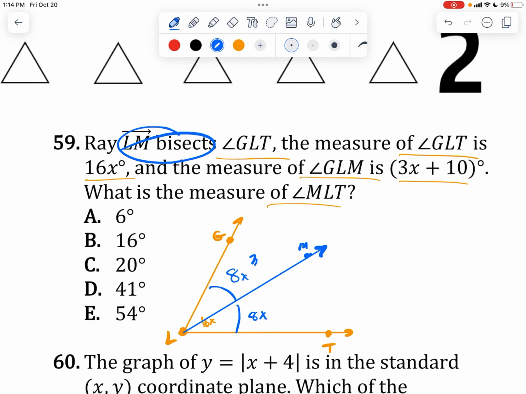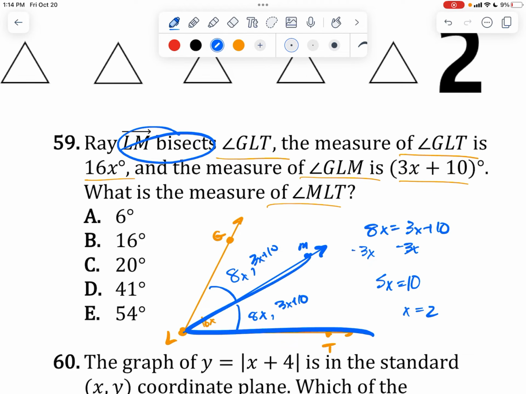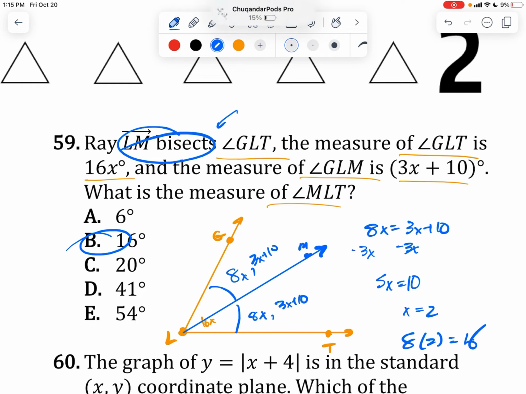The measure of GLM is 3x plus 10. So we can express it as 8x or 3x plus 10. What is the measure of MLT? Again, since it's a bisection, it's going to be the same thing. I can solve for x here. Just say 8x is equal to 3x plus 10. Subtract 3x on both sides. 5x is equal to 10. x is equal to 2. All right, pretty simple. So 2 is not your answer. It's asking for the measure of MLT. That's just going to be 8x, 16 degrees. So again, the key is you just have to know what bisect means and identify that you're cutting this in half.